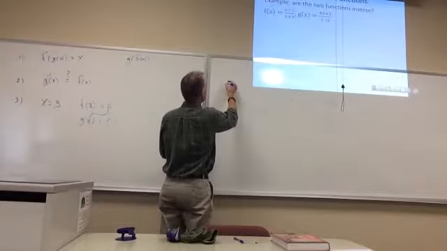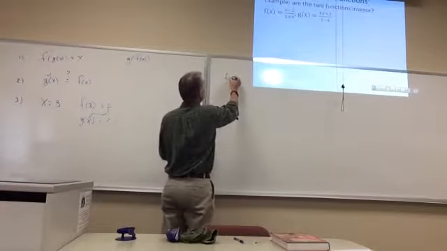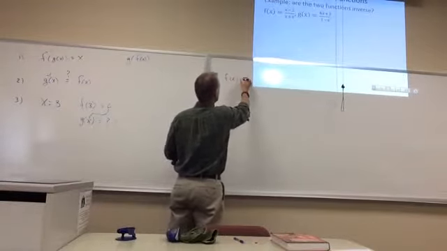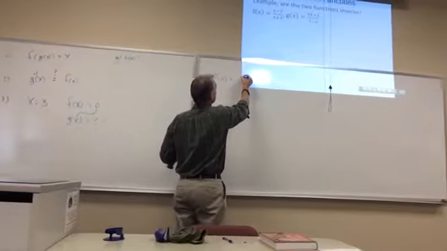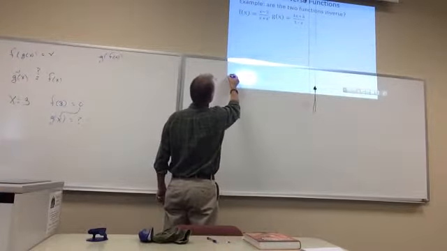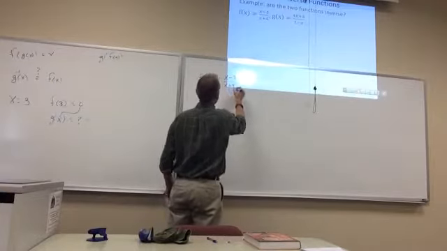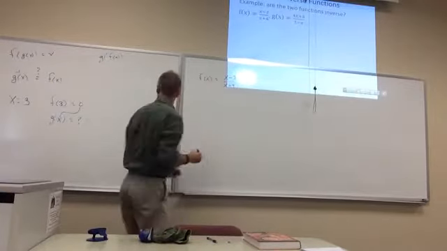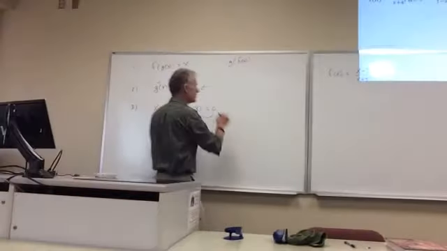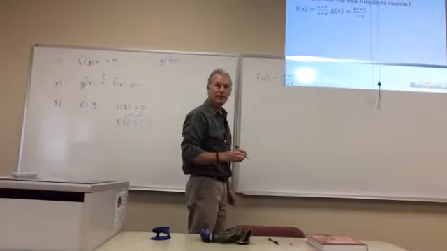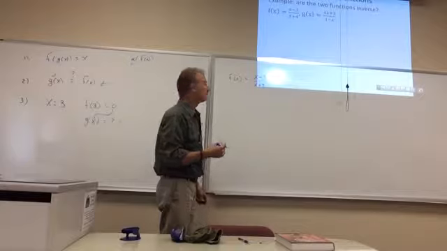So let's find the inverse. So f of x equals, which one should we do? x minus 3 over x plus 4. So our goal is to find the inverse. We're going to do this thing here and see if it's equal to the other one.